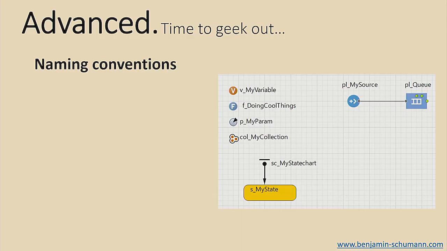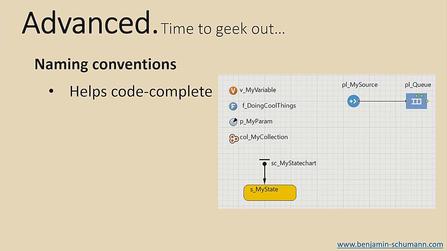The way that we do it, or that I recommend doing it, is that you have one letter that basically defines what type of object it is. So for variables, it's v underscore. For functions, it's f underscore. For parameters, p underscore. For process library objects, pl, whatever. Obviously, you can just do your own little abbreviation. But there are 3 really good reasons why you should do it.